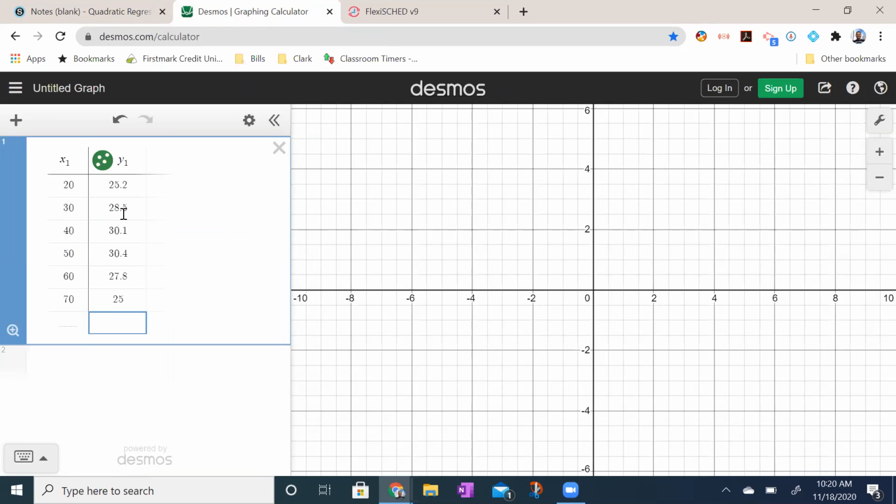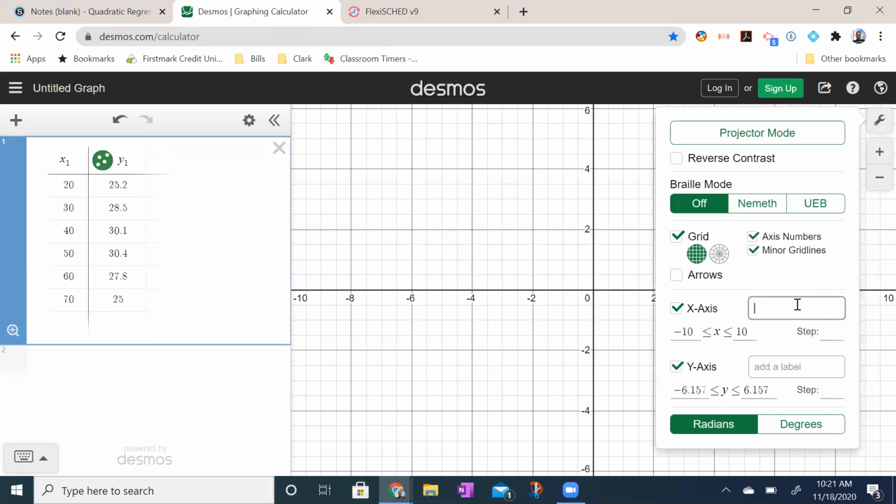All right, double check your numbers. Make sure they match your paper. All right, looks good. Okay, so let's see my plot, so let's go ahead and fix that using my wrench. All right, so my x-axis, they said is our miles per hour, so I'm going to put mph. And then our y is our fuel economy. So I'm just going to type fuel. There we go. So I got my fuel axis and I got my miles per hour.